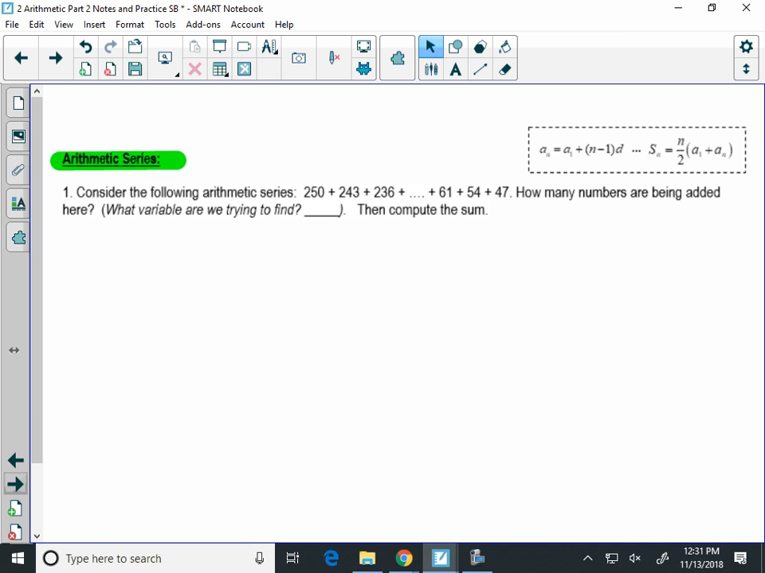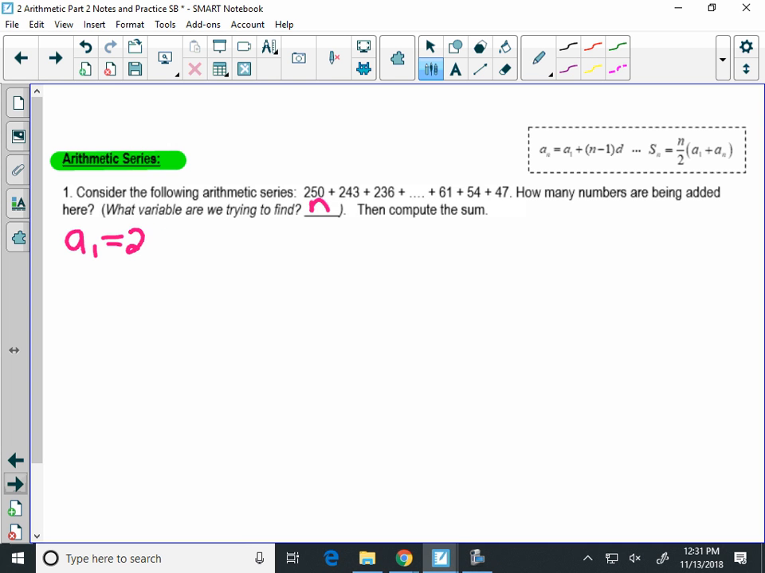So when it says how many numbers are being added, what are we looking for? How many? So if we're looking for numbers, that's actually going to be the n. So when it says how many numbers are you adding up, we're looking for n, because I can't find the sum without knowing how many numbers I'm adding. So we kind of did something like this on the homework, but let's identify everything we know first, so we know where to start.